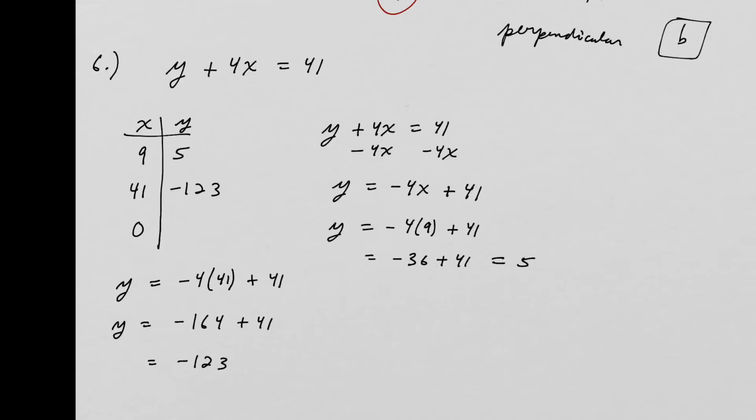And then finally, if I plug in 0 for x, so I have negative 4 times 0 plus 41. That's just going to lead to the solution y equals 41. So this will be 41. So the table that matches that is table A. So the answer in this case would be A.